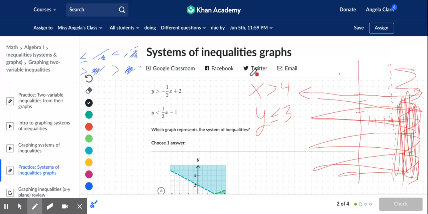So hopefully we remember that. If x is equal to something, then that's a vertical line. y is equal to something is going to be a horizontal line.